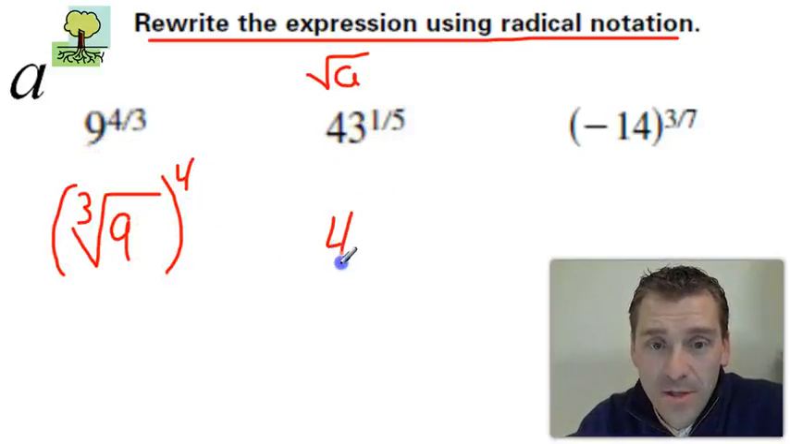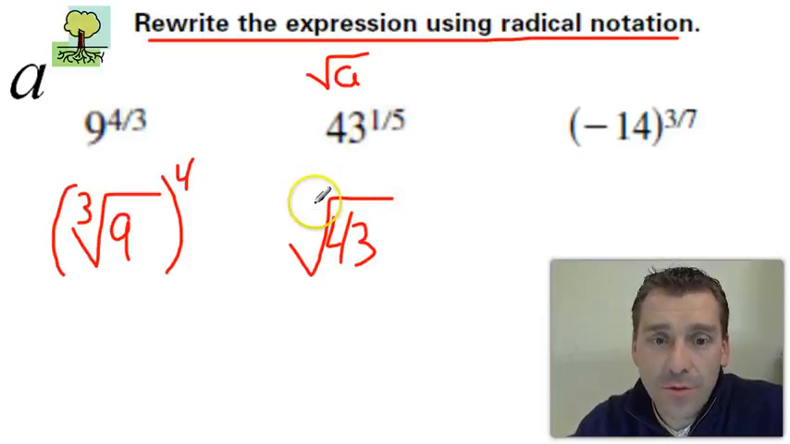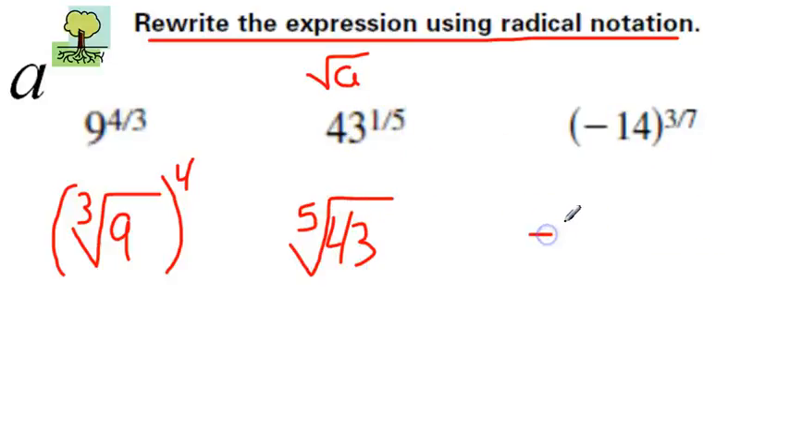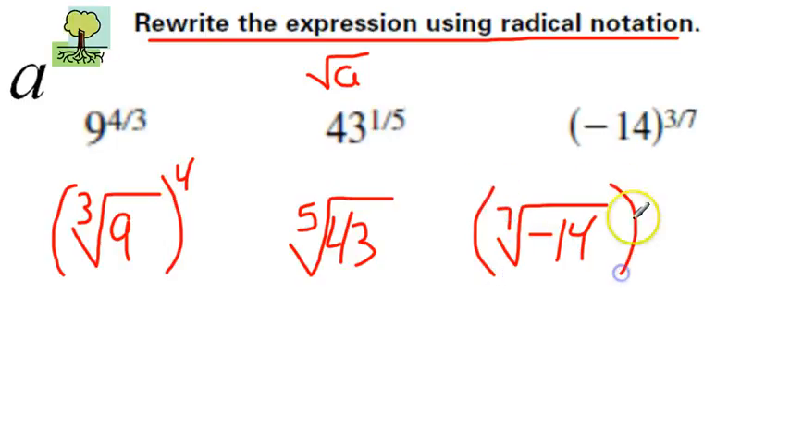43 is my base. My root symbol, what goes in the V? The root. 5. And 1, I don't need to put it. That's it. Okay? -14. Wonderful. That is my base. I'll put that in the old root symbol. And 7 is the bottom number. That's my root. It's the bottom one. And then it's all being raised to the 3rd power.